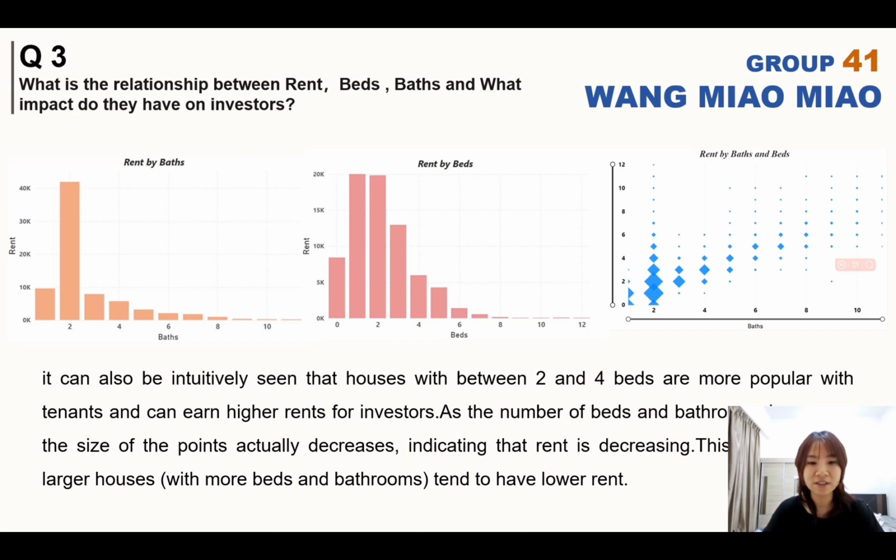The third graph indicates that the size of the points represents the amount of rate, with larger points indicating higher rate. In cases where there are more beds, there are also more bathrooms, which may suggest that larger houses typically have more beds and bathrooms. However, as the number of beds and bathrooms increases, the size of the points actually decreases, indicating that rate is decreasing. This suggests that larger houses tend to have lower rate.